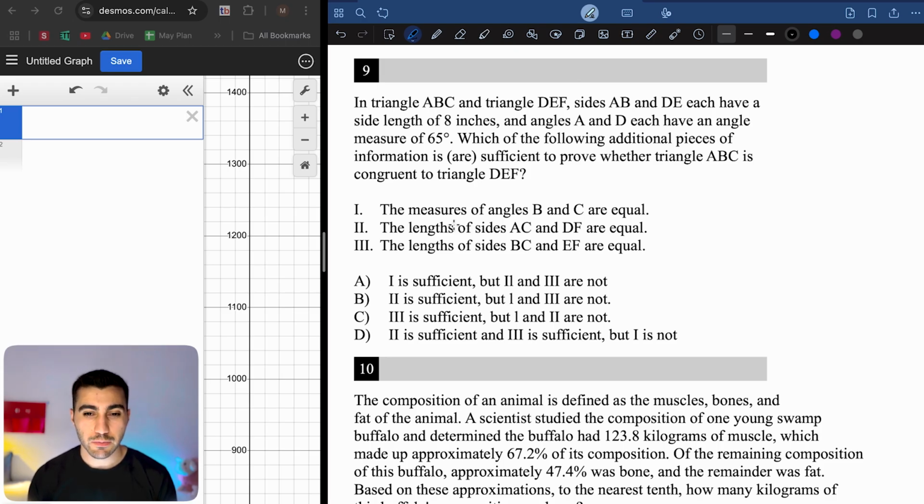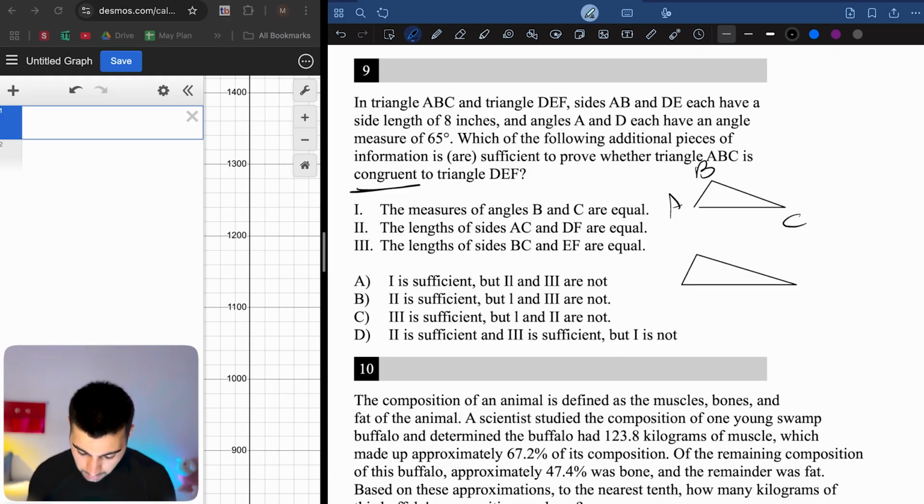Which of the following additional pieces of information is sufficient to prove that these triangles are congruent? So we're looking for congruency. I have triangle ABC, say this is A, this is B, this is C, and I have triangle DEF. The question says AB and DE are 8, so equal sides, and also the measure of angle A and D is 65, so here is equal to here. So right now we have one side equal and one angle equal.